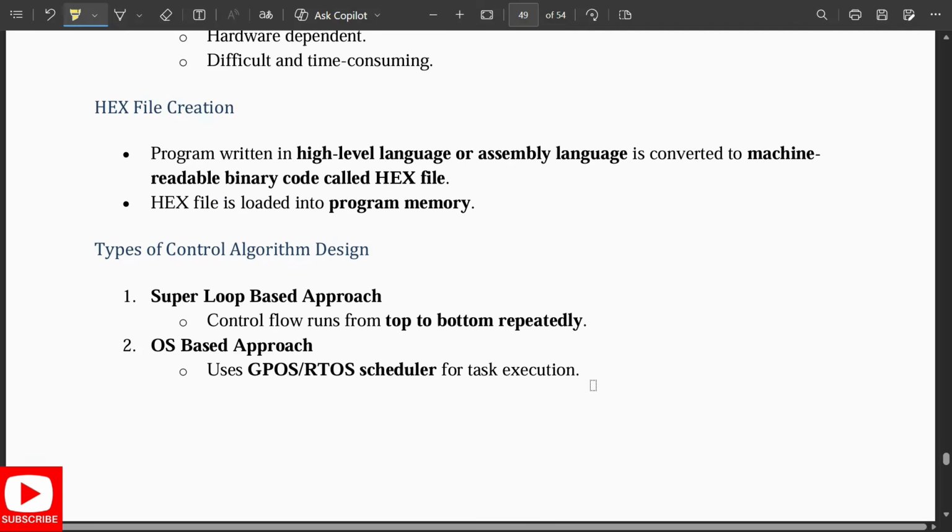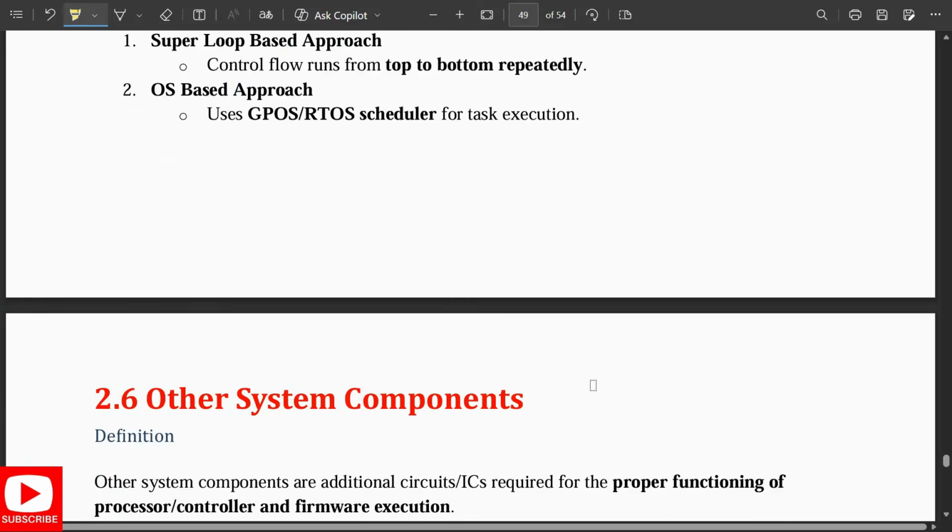So we have two types of control algorithms. One is a super loop based approach and one is OS based. Super loop means control flows from top to bottom repeatedly. OS based means it uses a GPOS or RTOS scheduler for the task execution.